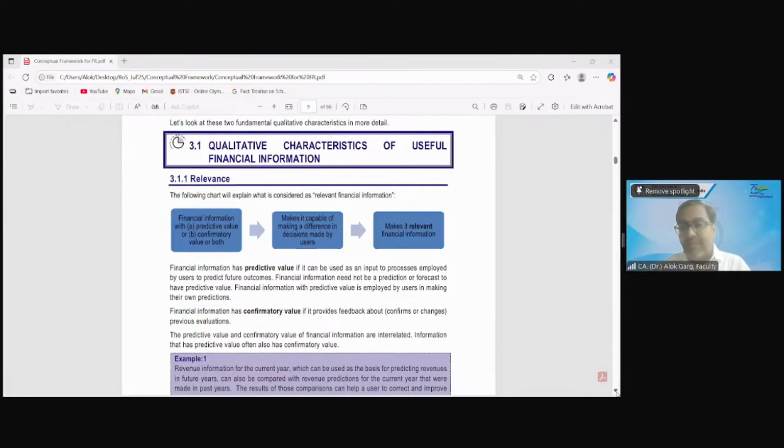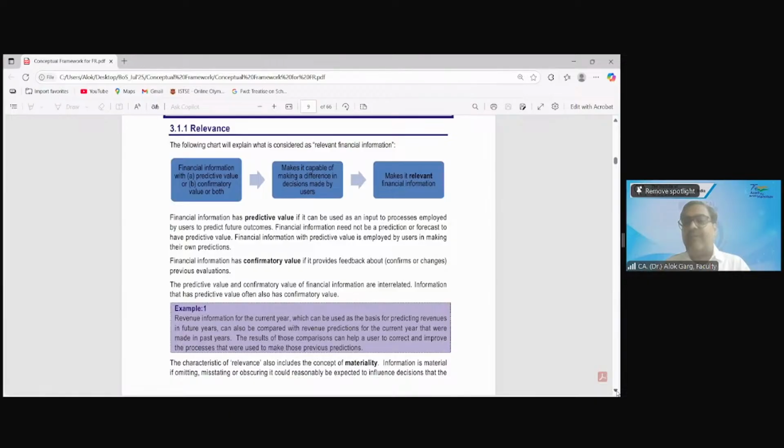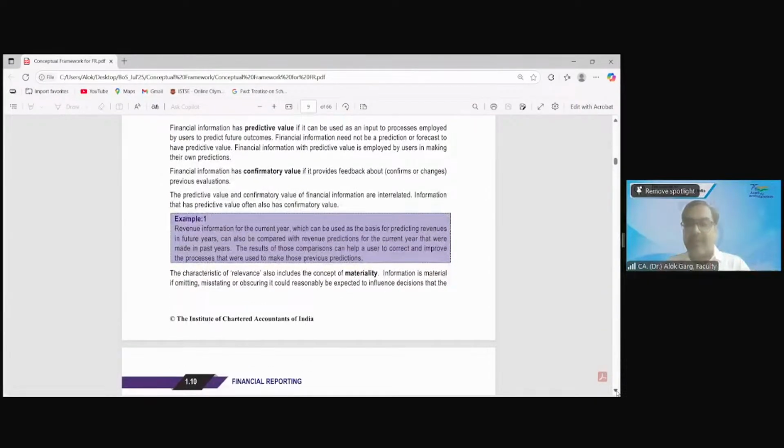So for making useful information relevant, it has to be material information. There must be an indication of predictive value, and there must be a confirmatory value. Example: revenue information for the current year, which can be used as the basis for predicting revenues in future years, can also be compared with the revenue predictions for the current year that were made in past years. The results of those comparisons can help a user to correct and improve the processes that were used for making those previous predictions.